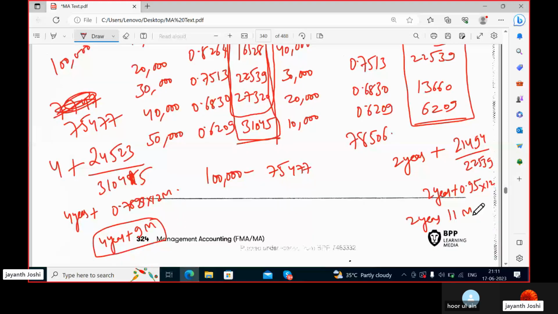So this is a good project as per payback period. But I tell you that I will not make my decision based upon the payback period, because I have already told you the drawbacks of the payback period method. Okay, so this is the concept of payback.